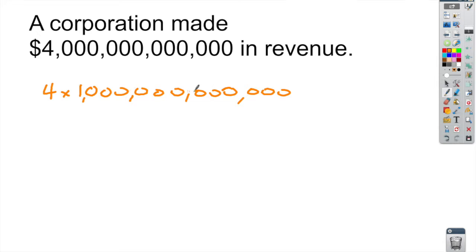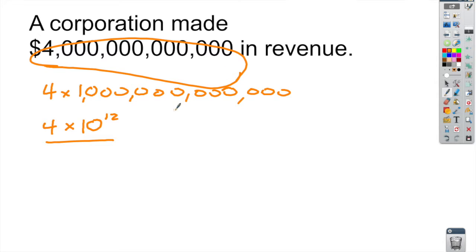So if I could figure out how many factors of 10 this is, I could then represent it with exponents. Now, it turns out that 1 trillion is just 10 times itself 12 times. And so what this becomes is 4 times 10 to the 12th power. Okay, and this is what's called scientific notation. It's basically a shorthand way of writing out really long numbers like the one we've got here. All right, let's see another example of that.